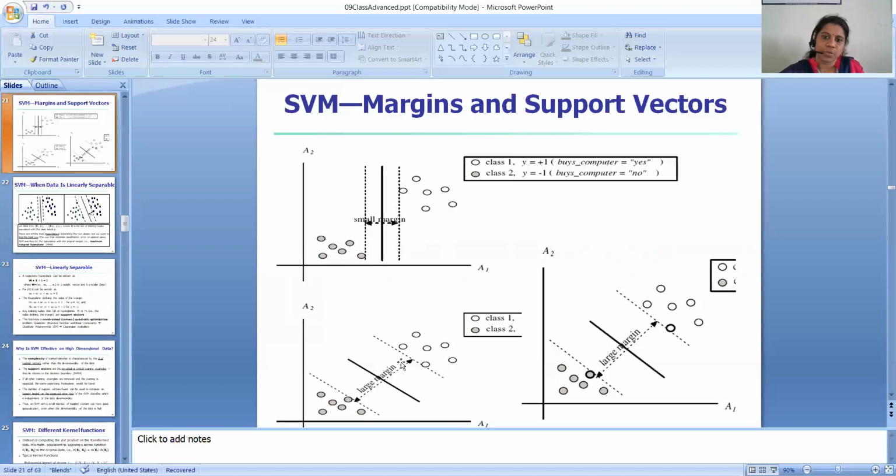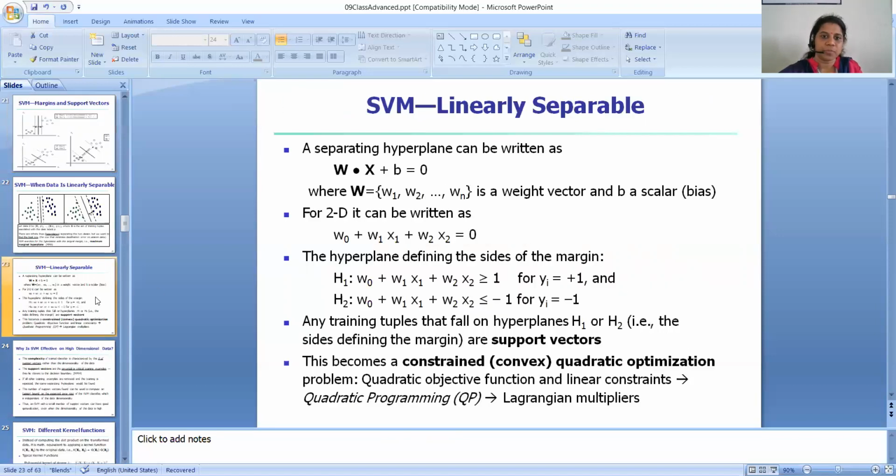In another way, suppose I draw the hyperplane in this way, then these two are my support vectors. This point and this point are the support vectors for buys computer equal to yes, and this point and this point are the support vectors for buys computer equal to no. Now if I take the distance between these two lines, it is a large margin. So our aim is to find hyperplanes like this that give the large margin, so that our predictions will be more accurate.